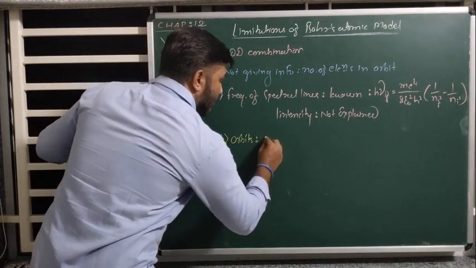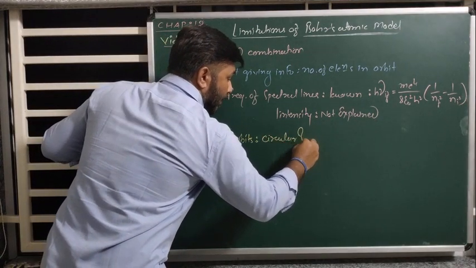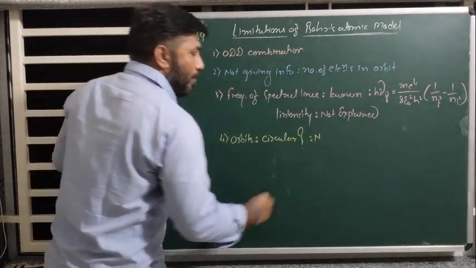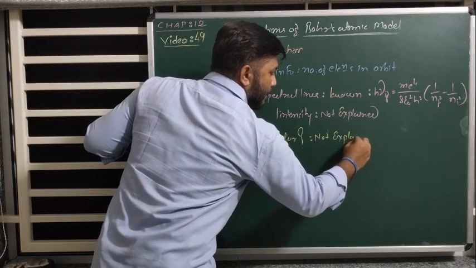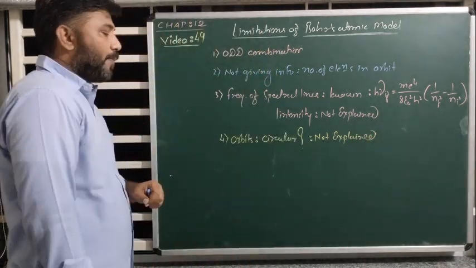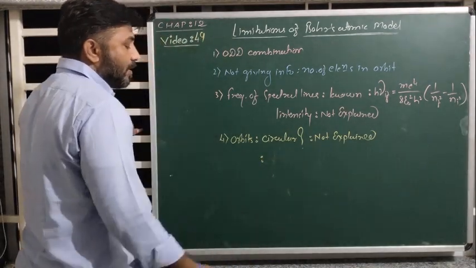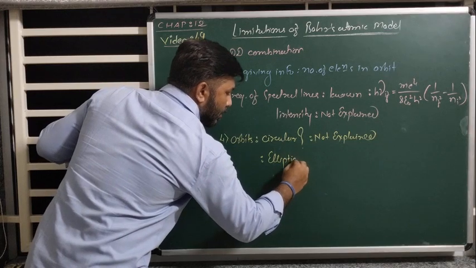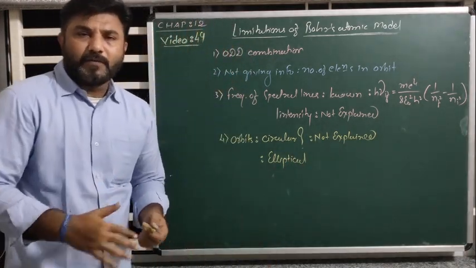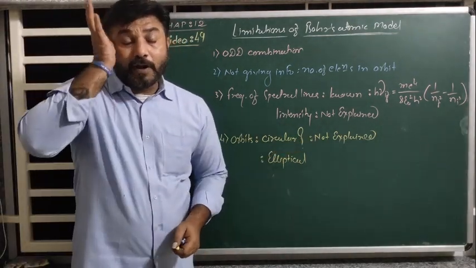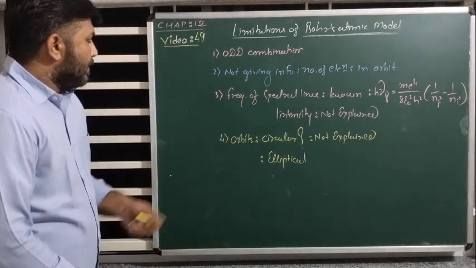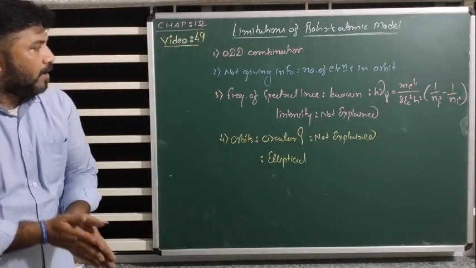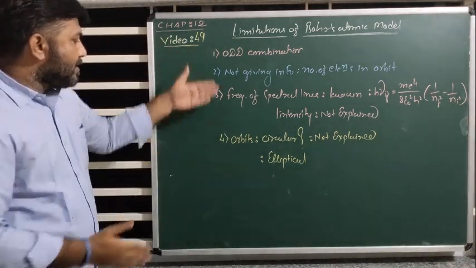Means orbits are circular. Really circular? It may be elliptical, right? So this information about the circular orbit is not explained by Bohr's atomic model. Later on, it was considered that the orbit may be elliptical also, and then it was considered that the equations are true for elliptical orbits also. Okay, so these are the limitations of Bohr's atomic model. Let us see them in detail by using these keywords.